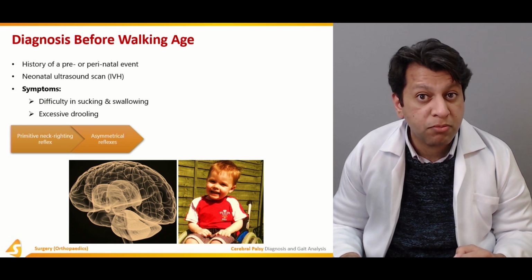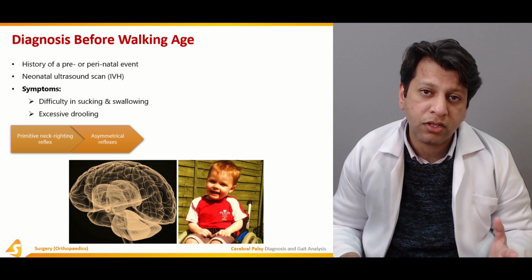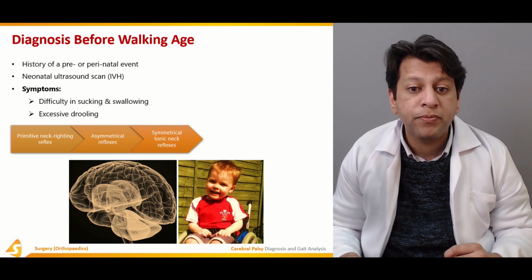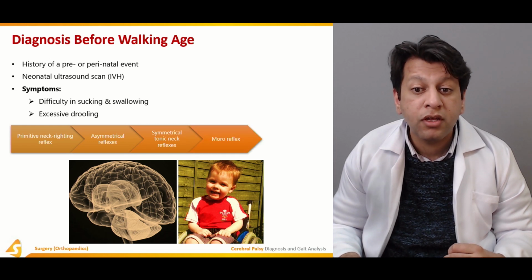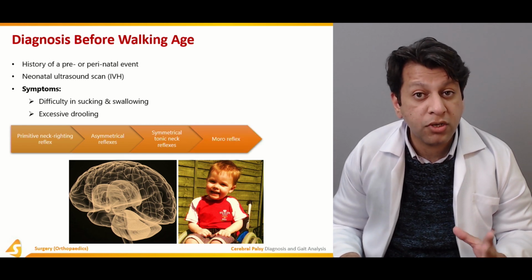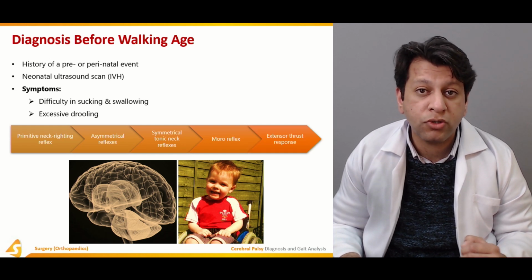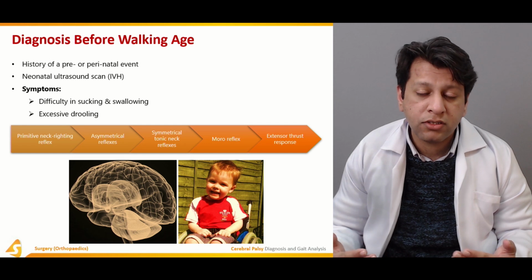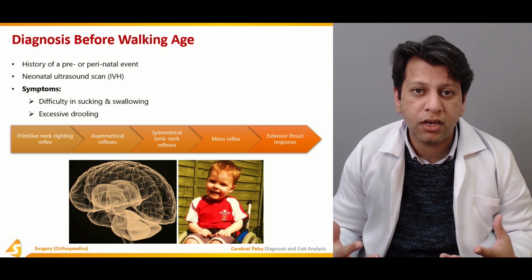Asymmetrical reflexes may be present, in some cases it may be a hypertonic reflex, and in some there will be hyperreflexia. For example, the symmetrical tonic reflex may be positive. The Moro reflex, which usually disappears, is positive in these children. Then there will be an extensor thrust response, which is classically seen in children who have a spastic paralysis of the muscle.